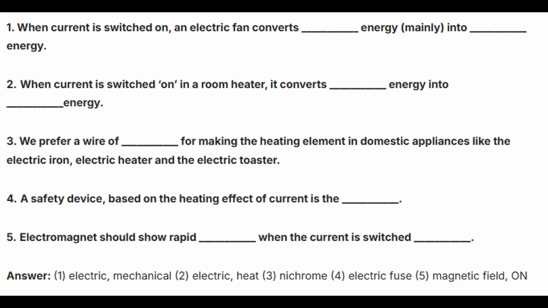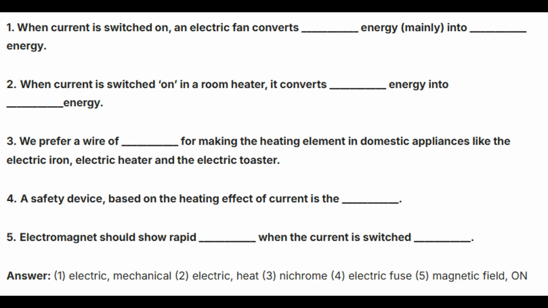First, when current is switched on, an electric fan converts electric energy mainly into mechanical energy. Second, when current is switched on in a room heater, it converts electric energy into heat energy.